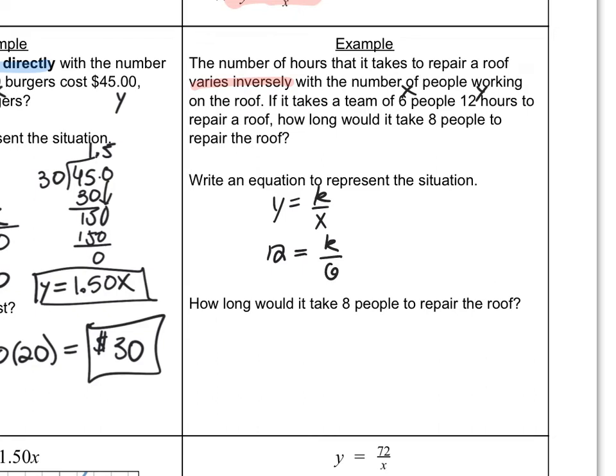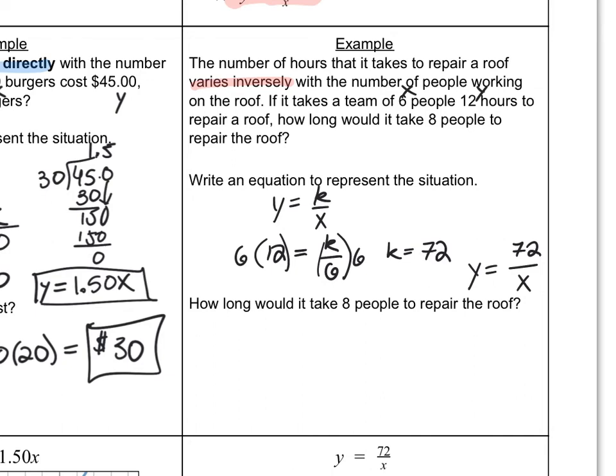So now if I multiply both sides by 6, I find that k is equal to 72. So it's going to take 72 hours of labor to repair this roof. And I can use that to write my equation. I'll write y equals 72 divided by x. So the number of hours is going to equal the total labor hours needed, 72, divided by the number of people who are available to work those hours.